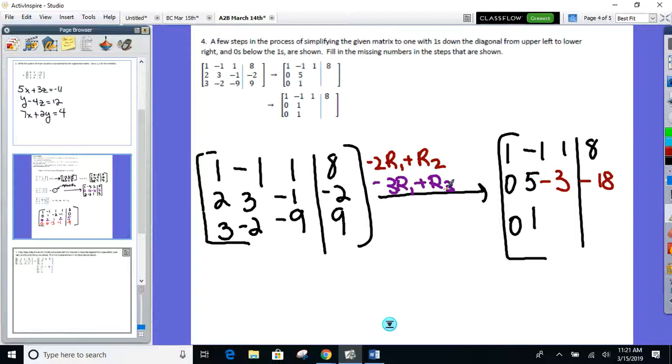So negative 3 times 1 is negative 3, plus negative 9. What do you got here? Negative 12. And then the last one, what do we got? Negative 24 plus 9. Negative 15. Thank you.